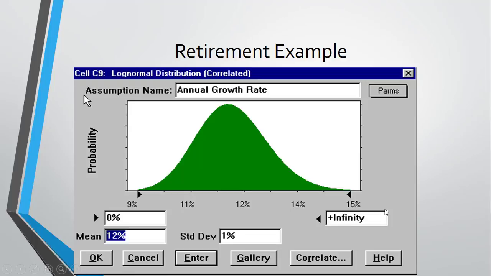And then the annual growth rate, as I said, could be as high as 15% if you're lucky, and it could be 9% if you're not so lucky. It could have a bell-curved lognormal. This is actually a lognormal distribution of the growth rate. You can choose that as part of your retirement example.